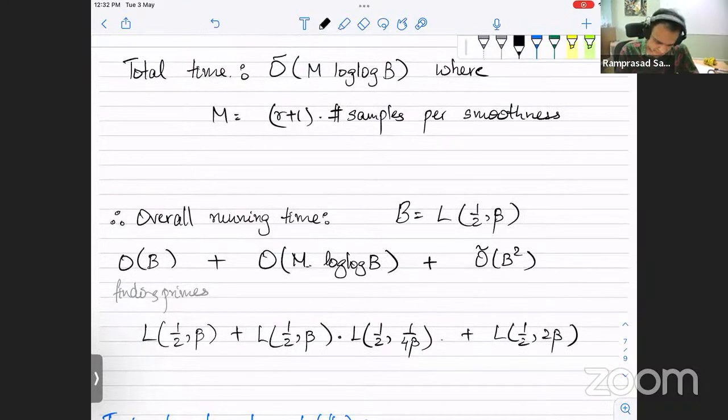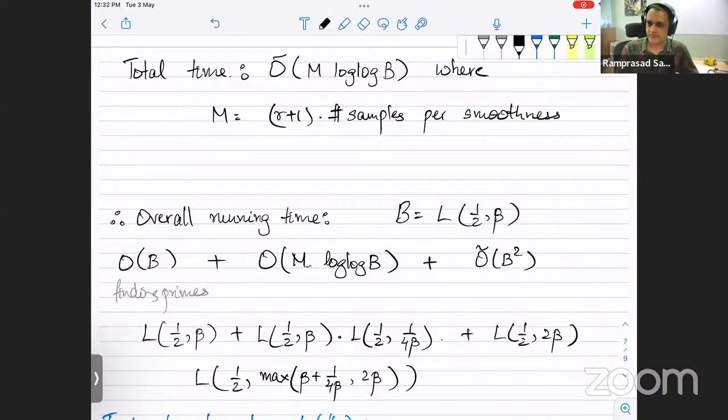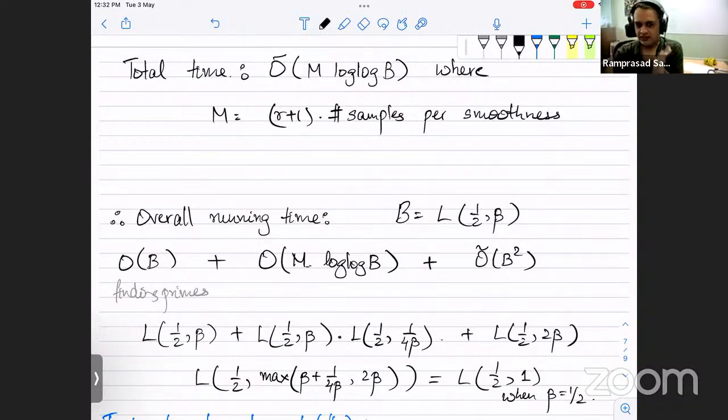Okay, so overall, you're basically going to end up getting L of half comma, sorry, this is the max of beta plus 1 by 4 beta, and 2 beta. And this is L of half comma 1 when beta is equal to half. And this is the quadratic sieve.